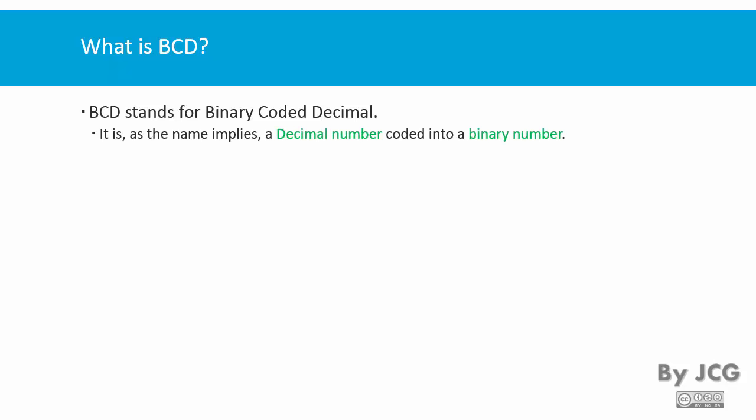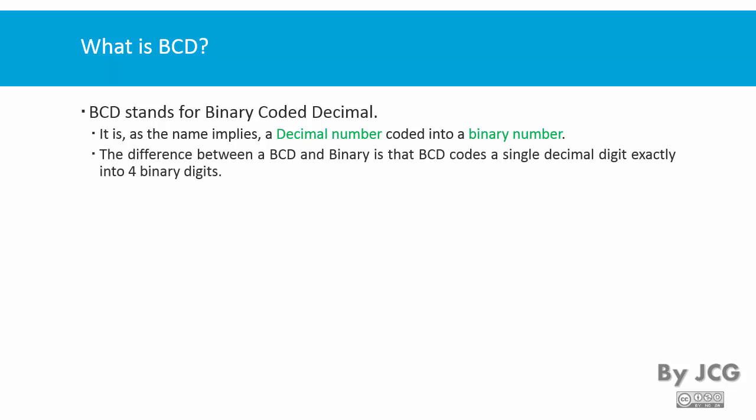So first of all, what is BCD? Well, BCD stands for binary coded decimal. It is, as the name implies, a decimal number which is coded into a binary number. The difference between BCD and binary is that the BCD codes a single decimal digit exactly into 4 binary digits. Let's see the example for number 15.